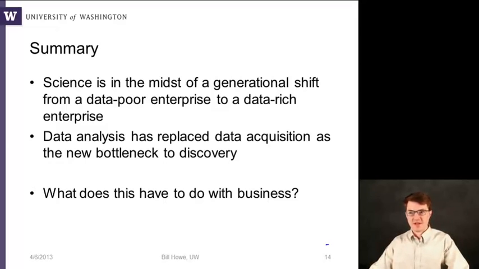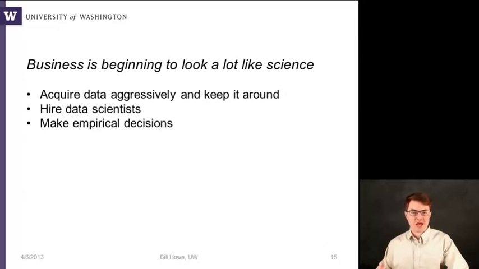Well, what we see is that business is beginning to look a lot like what's always been happening in science. So though businesses are acquiring data aggressively and keeping it around indefinitely in case it becomes useful, they're beginning to hire people that have training and skill sets that look a lot like what's been important in science for a long time, especially mathematical depth. And they're beginning to make decisions with this data that are very empirical. So we're always wanting to back up every decision with a clear case based on data.